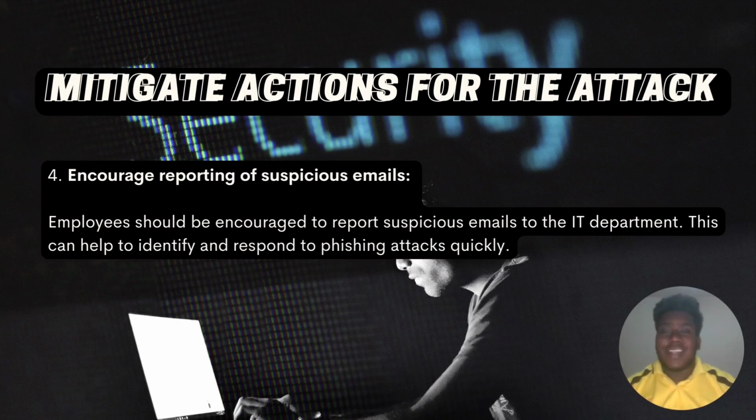Okay, now the fourth part is encourage reporting of suspicious emails. The employees should be encouraged to report suspicious email to the IT department. This can help to identify and respond to phishing attacks quickly. Let's say an employee suddenly started getting some kind of suspicious activity via their emails. We really advise the employee to immediately report to the IT management as fast as they can, so the IT management also can identify the phishing attack and can prevent it from happening. So that's the best way to mitigate the actions for the attack.